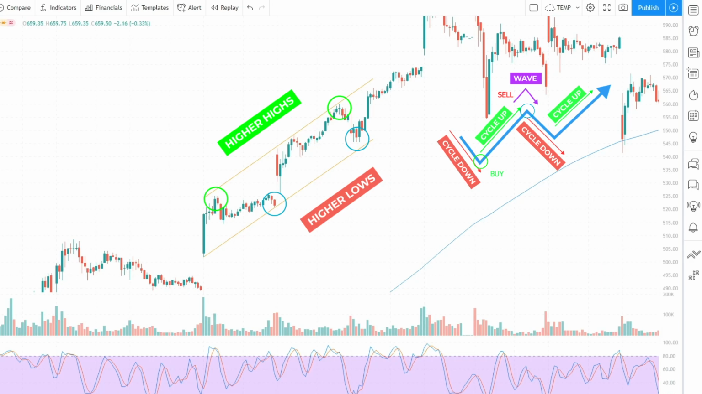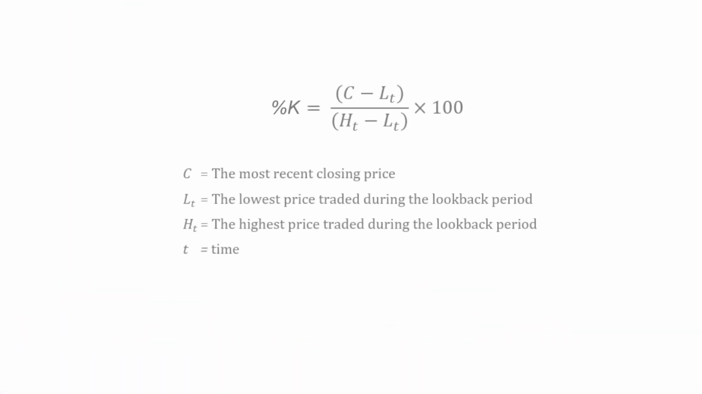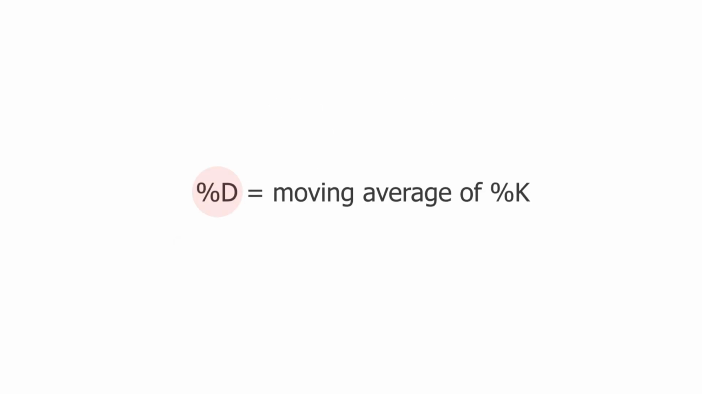The way that the stochastic indicator generates a value is by use of this formula. %K equals the current value of the stochastic indicator, the faster line, where C equals the most recent closing price. L equals the lowest price traded during the look-back period. H equals the highest price traded during the same look-back period. T equals time, the number of candles we are looking back upon, called the look-back period. %D equals the simple moving average period of the %K, the slower line.